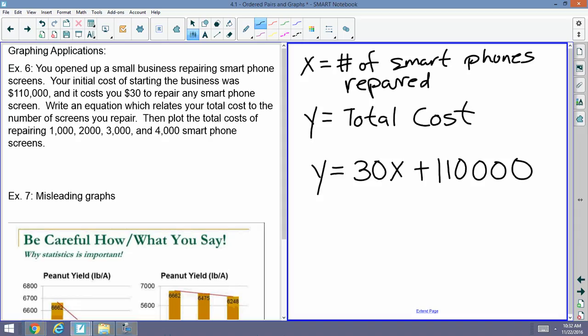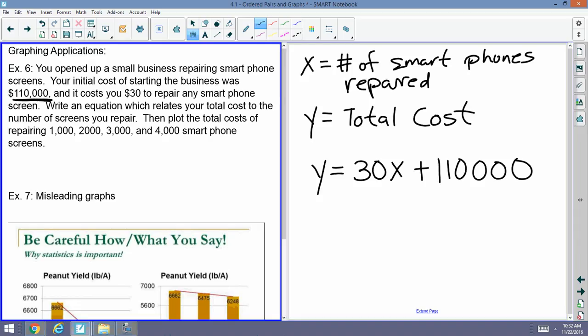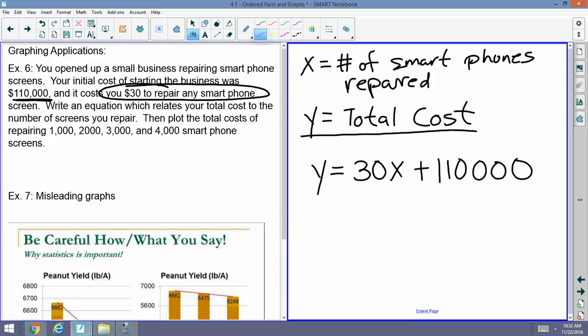Oh, does the Y equal total cost? Okay, if the Y is total cost, why would the Y be 110,000? You started the business with 110,000, and it costs you $30 to repair every smartphone. So your total cost Y is the $110,000 you had to shell out plus $30 for every single phone you repair. That's what it costs you. Does that make sense so far?